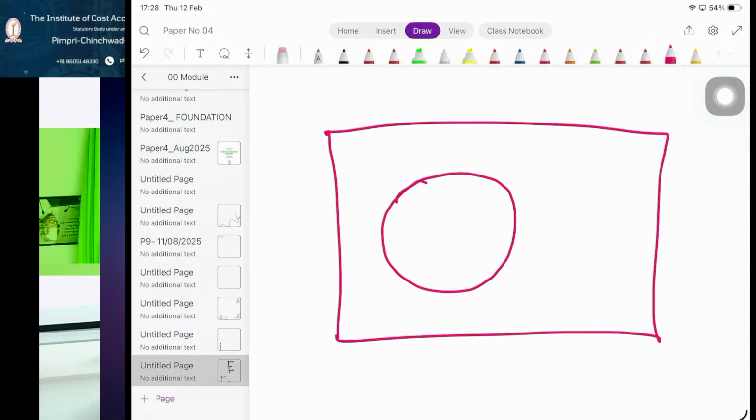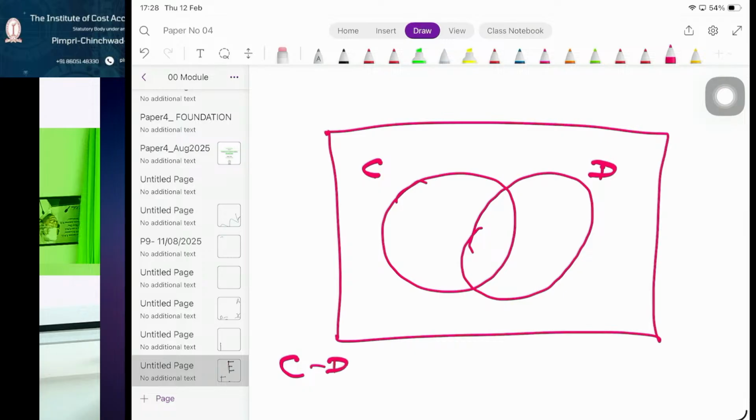This is your one set. This is your another set. Say this set is C. This set is D. I am referring C minus D. Those elements which are in C only but not in D, elements in set C only, यानी ये वाला पोर्शन.